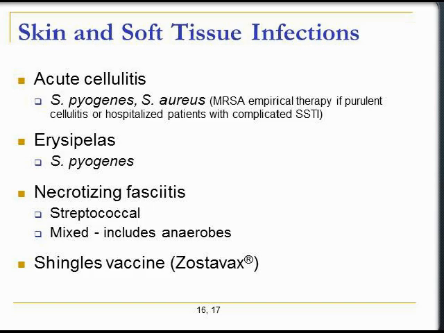All right, moving on to skin and soft tissue infections. Skin and soft tissue infections can be divided into 3 types: acute cellulitis, erysipelas, and necrotizing fasciitis. And I have each of those in your handout on page 16 and 17, so you can read through those. I don't have any cases for those.